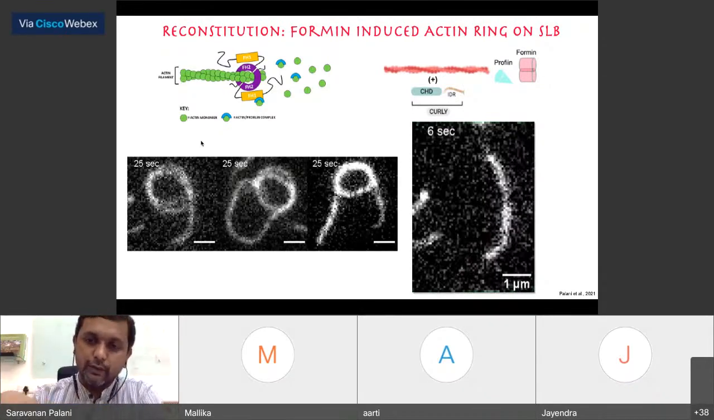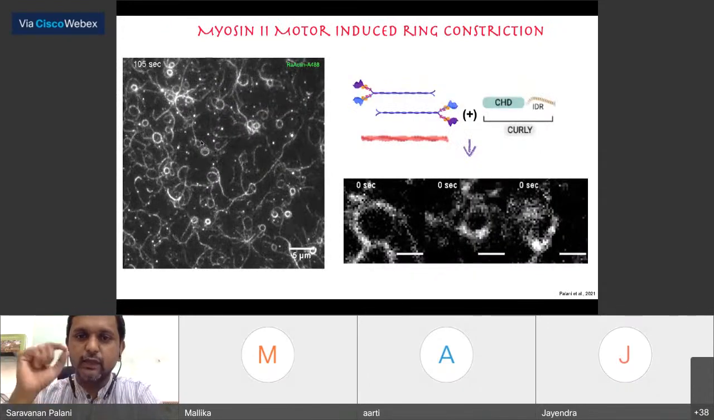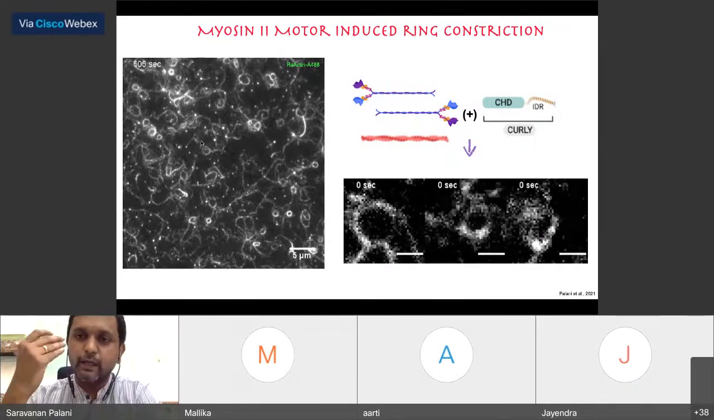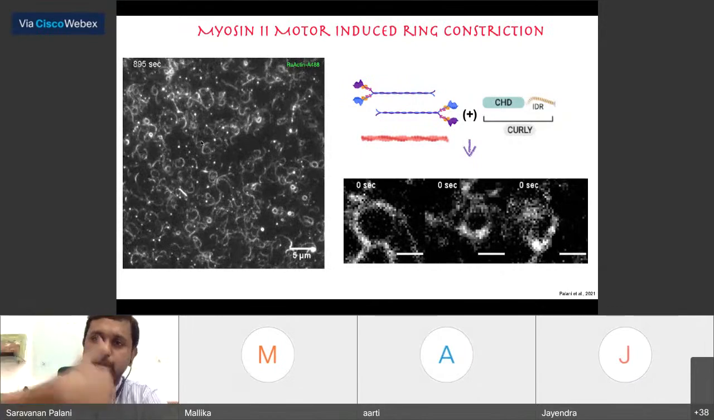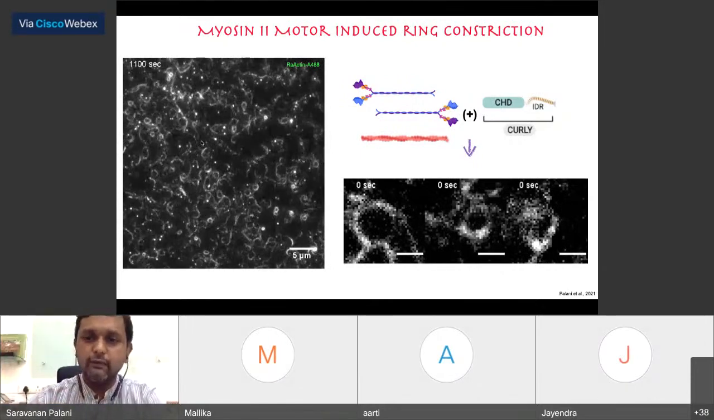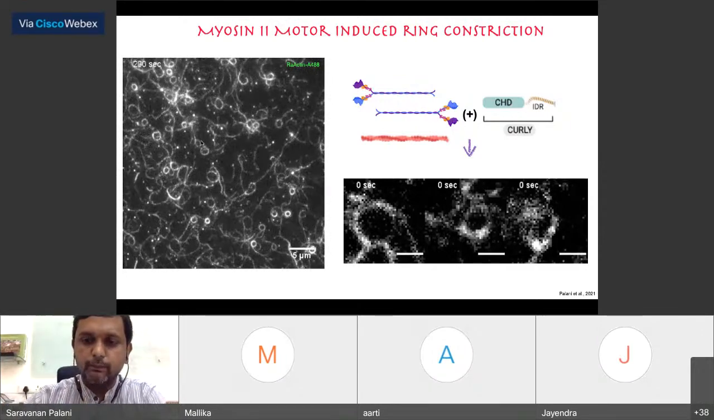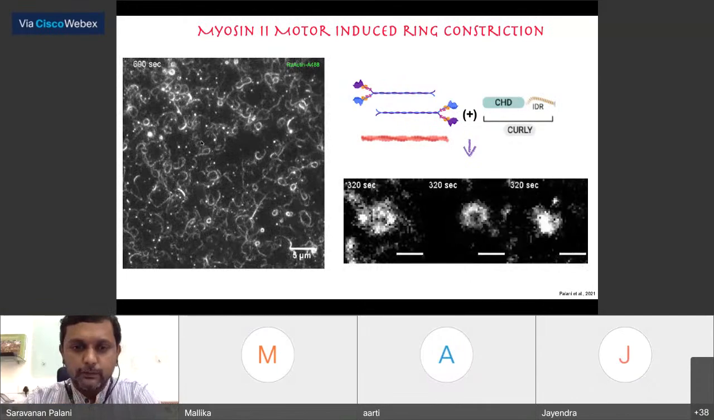So when we made such a ring-like structure in the supported bilayer, the next thing was that we threw in myosin, the purified myosin. So now we made it a three-protein complex. We had a curly domain, an actin that could bend and make a ring-like structure, and then we added purified myosin to it. As you can see, the ring is constricting.